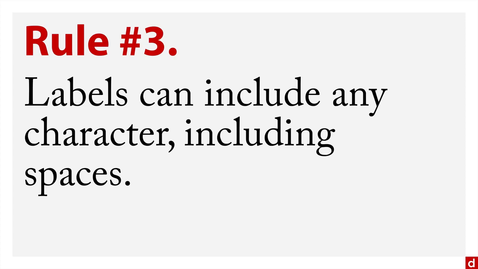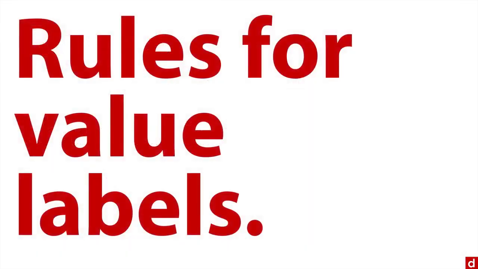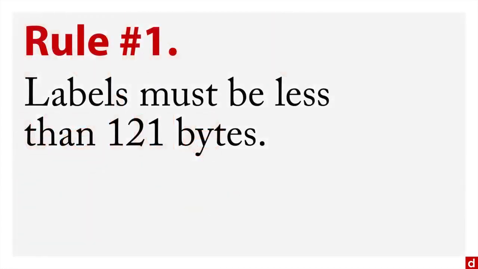Another really important one is value labels. So you may have a variable called gender, and you may put zeros and ones, but do you remember what those zeros and ones are? So I'm going to show you some ways of dealing with that. The most important thing is to put value labels on there. So here are the rules for value labels. Rule number one, they must be less than 121 bytes. So that actually is really long. You generally want to keep your labels pretty short.